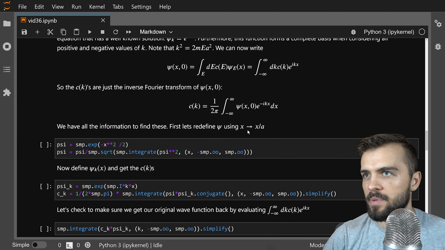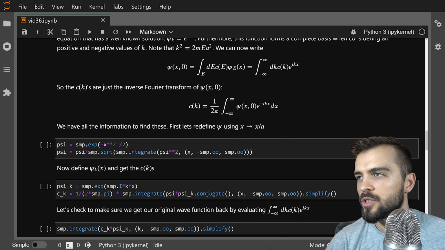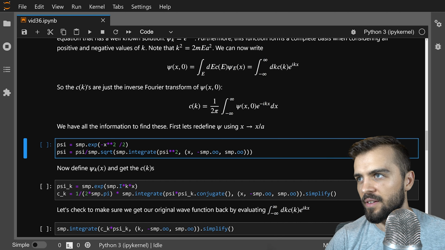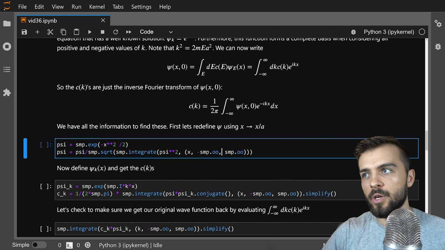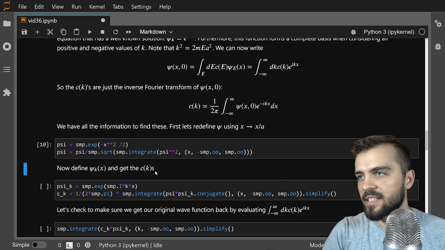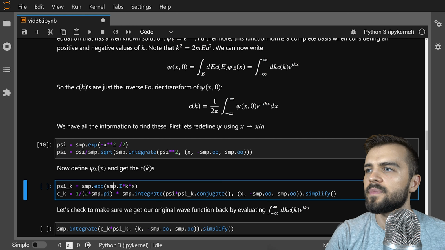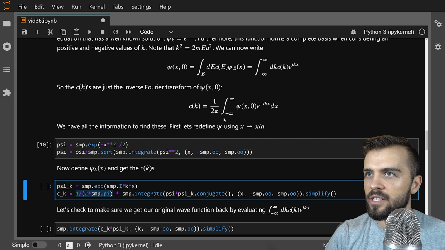So first, let's define psi. Of course, now we're using x as x over a, measured in units of a. So our new initial wave function is just e to the negative x squared over 2. Then we normalize again like we did above. Now we define the psi k of x, and we get the c of k's. So psi k is just like I wrote above, e to the ikx, what I have here. c of k is 1 over 2 pi, this formula here.